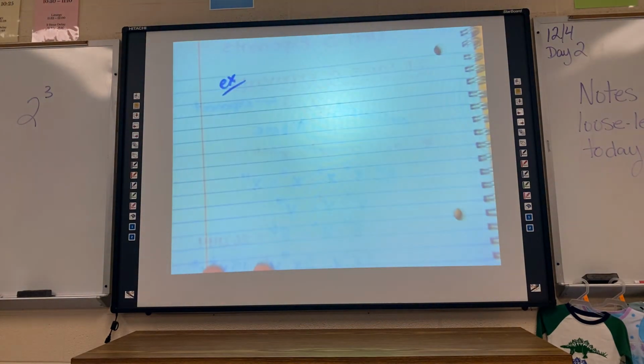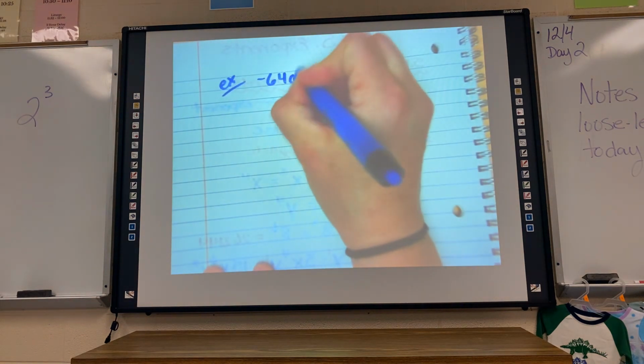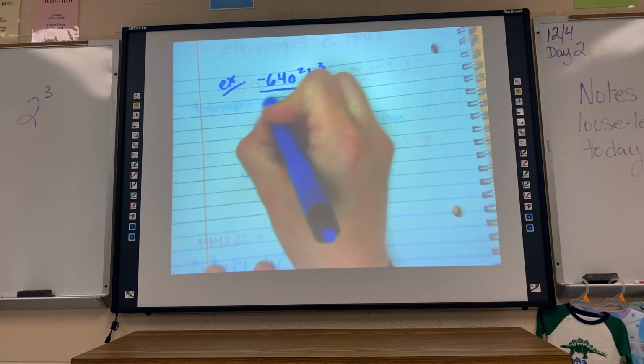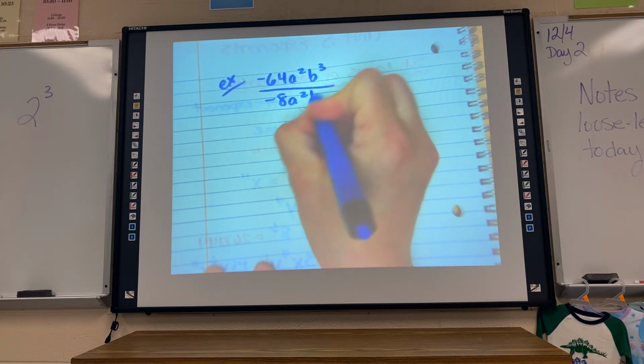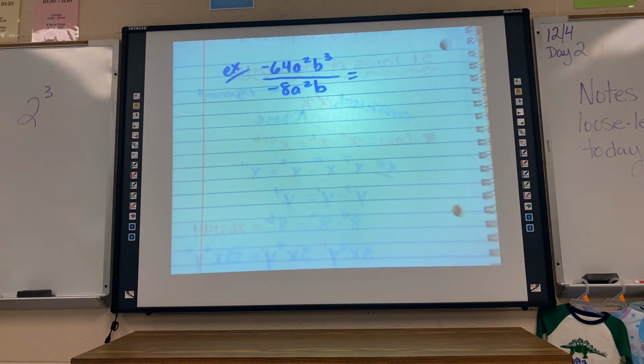Let's see. How about negative 64 a squared b to the 3rd divided by negative 8 a squared b? Whew, what does that equal?